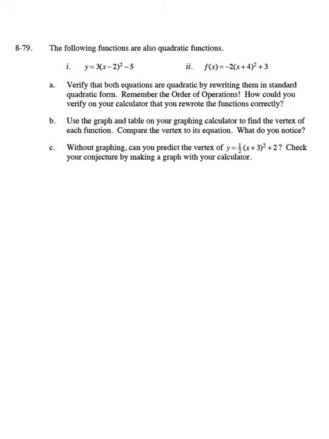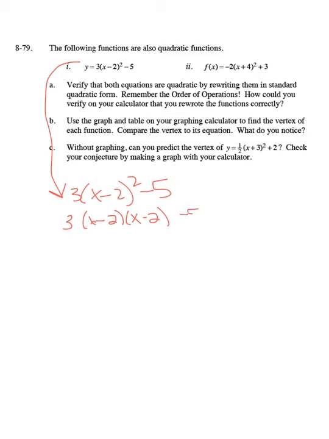The following functions are also quadratic functions. Part A, verify that both equations are quadratic by rewriting them in standard quadratic form. Remember the order of operations. So if I start with this first one, I'm only going to do the first one. We have 3(x minus 2) squared minus 5. Now remember, when something is squared, that just means it's multiplied by itself. x minus 2 times another x minus 2. Then we can multiply it by 3, and then we can minus 5.